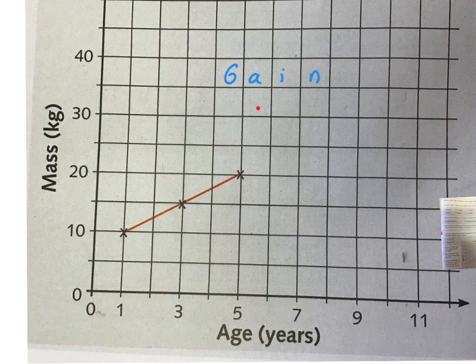As an example of gain, I'm going to look at David's weight between 1 and 3 years old. At 1 year old, you can see that his weight is 10 kilograms. At 3 years old, you can see that his weight is 15 kilograms. So between the ages of 1 and 3, his weight gain was 5 kilograms. He got 5 kilograms heavier. Now what you'd have to do for question 5 is work out the weight gain between 10 and 15 years, but also the weight gain between 5 and 10 years, and then find the difference between those two amounts.